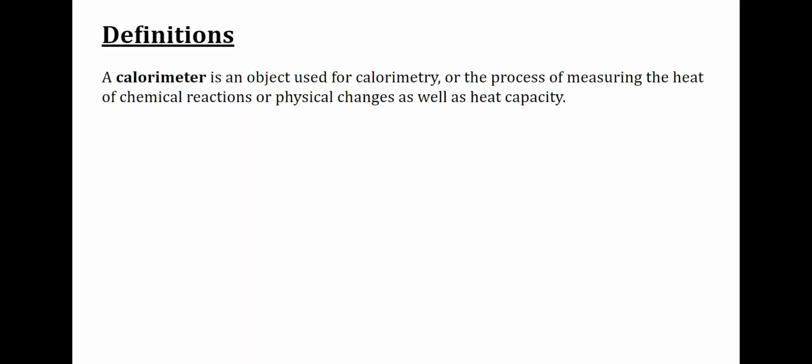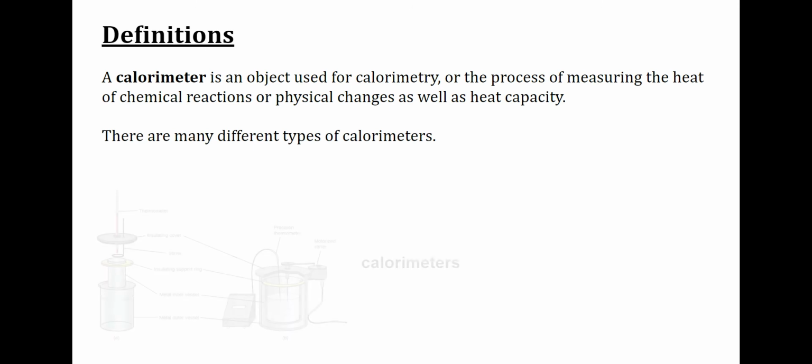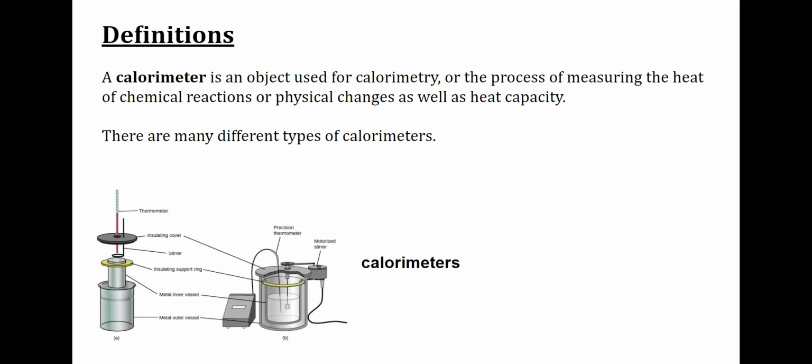Let's look at a couple more definitions. What exactly is a calorimeter? Well, it's an object used for measuring calorimetry, or the process of measuring the heat of chemical reactions or physical changes, as well as heat capacity. Think thermometer, but instead of measuring heat, it's measuring energy. There are a bunch of different types of calorimeters. Here's a picture of a couple.